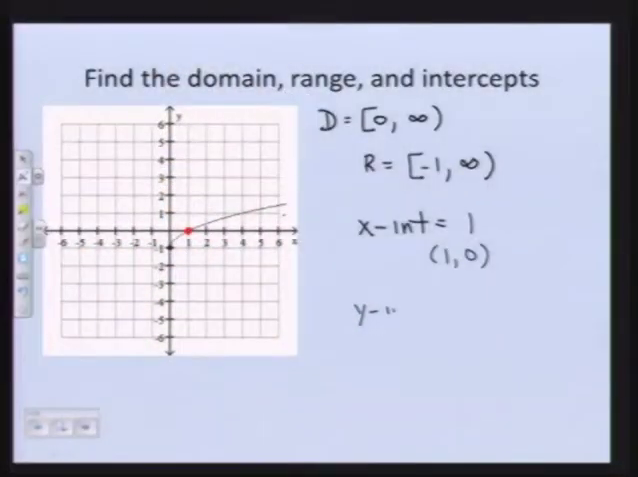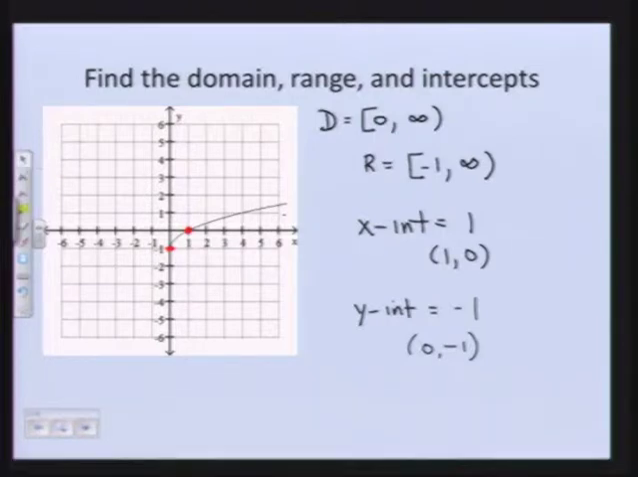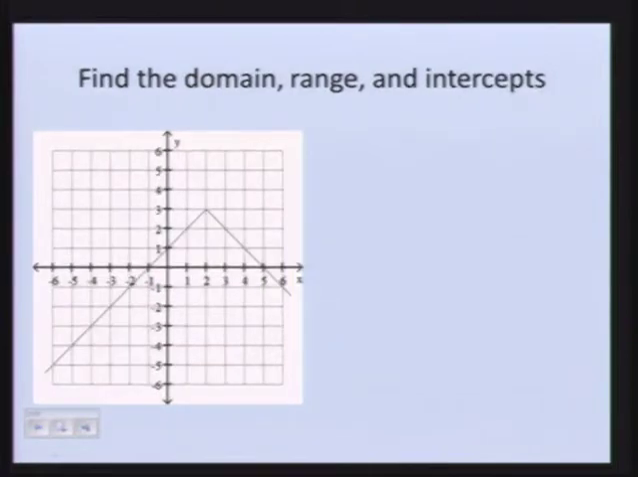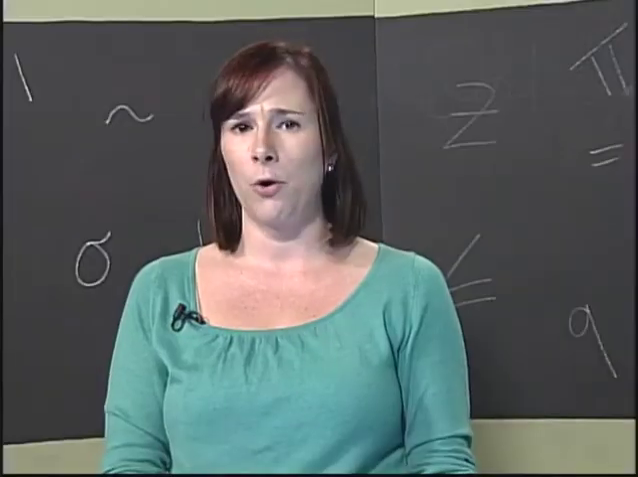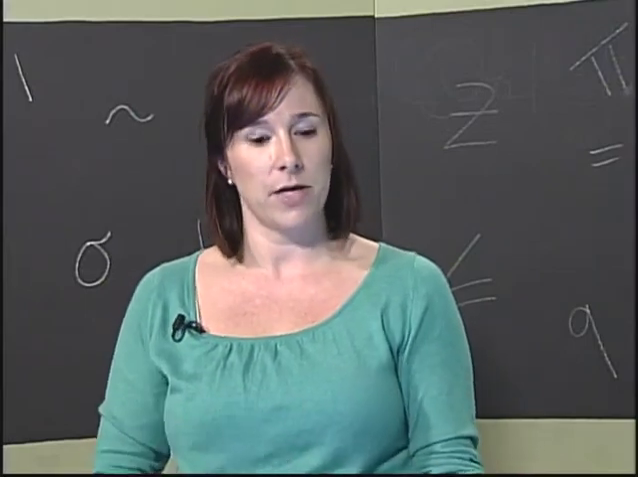Now, y-intercept. Well, where does the graph touch or cross the y-axis? It's going to be at this point, right there, -1. So our y-intercept is -1, and we will write the point as 0, -1, depending on how it's asked. Okay, and so those are your domain, your range, and your intercepts. So let's try another one. What I want you to do, if you want, is pause the lesson, try this on your own, and then come back and see if you got your answers right.